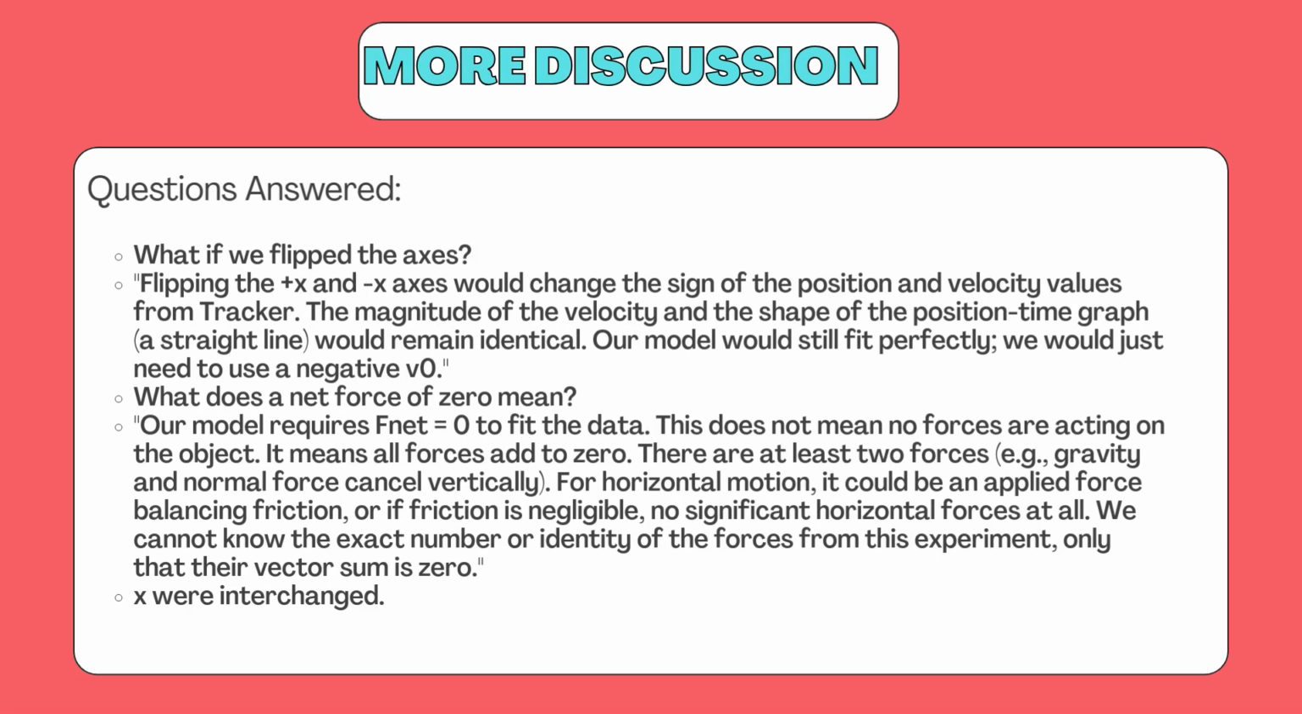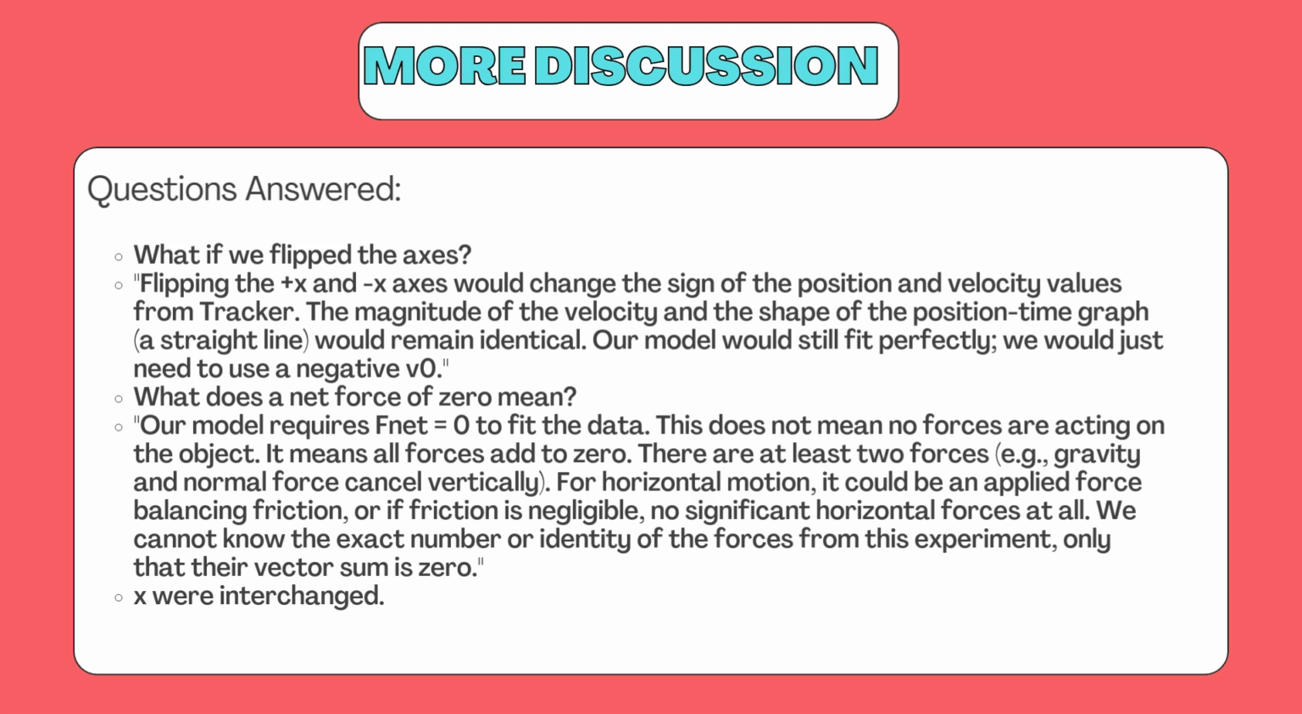What if we flipped the axes? Flipping the positive x and negative x axes would change the sign of the position and the velocity values from Tracker. The magnitude of the velocity and the shape of the position-time graph, a straight line, would remain identical. Our model would still fit perfectly. We would just need to use a negative initial velocity.